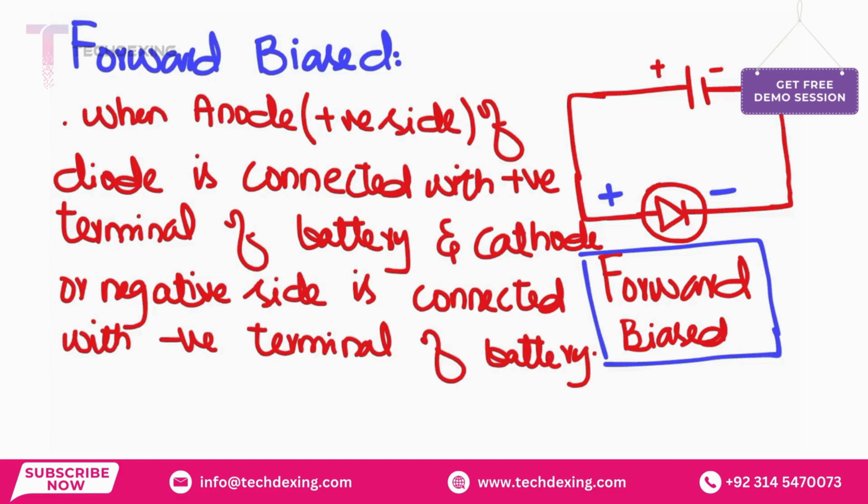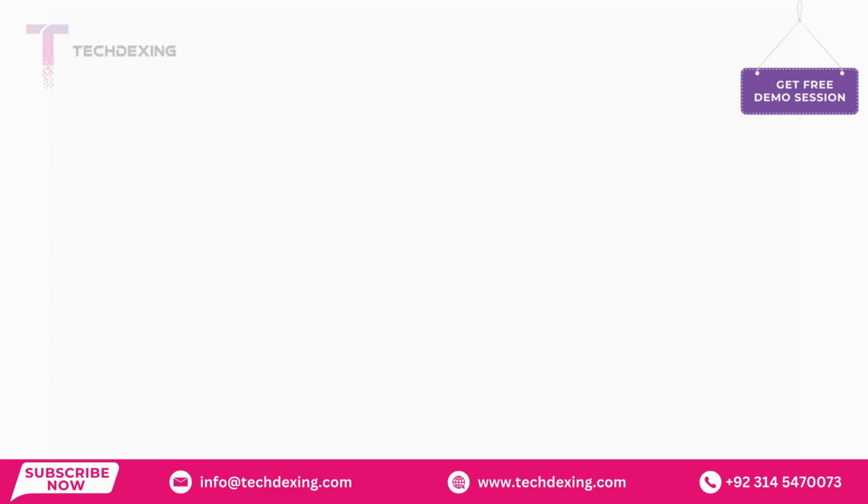Yes, sir, I got it. Okay, very good. So this is the circuit that I have drawn on the slide. When you see this type of circuit in your circuit diagram, you should know that your diode is forward biased, right? So now jump to the next slide.